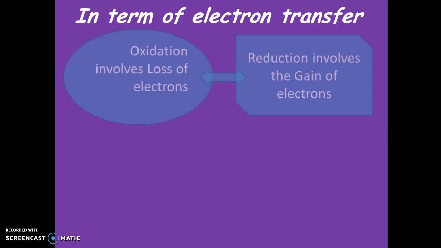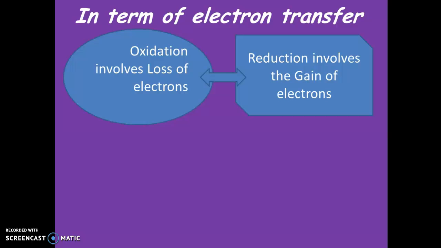When you talk about chemistry that has to do with movement of electrons, like electrolysis, are you seeing that? So it happens in all forms of electrochemistry, and we can define oxidation and reduction in terms of electron transfer. Now let's begin with oxidation. Oxidation involves the loss of electron.